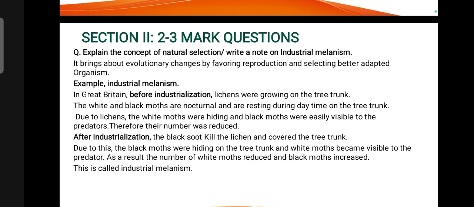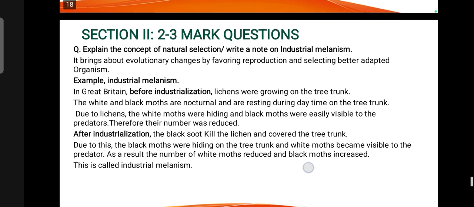After industrialization, the black soot killed the lichens and covered the tree trunk, due to which the black moths were hiding on the tree trunk and white moths became visible to the predator. As a result, the number of white moths reduced and black moths increased. This is called industrial melanism.